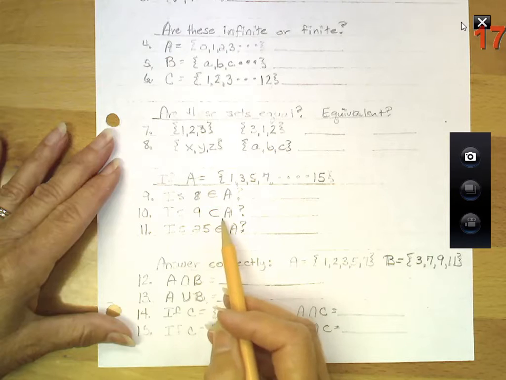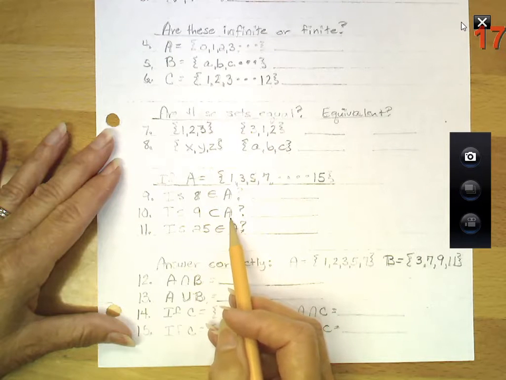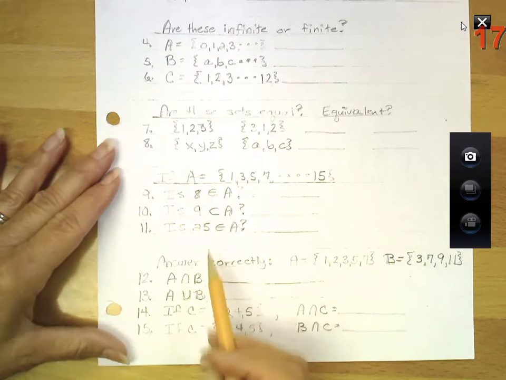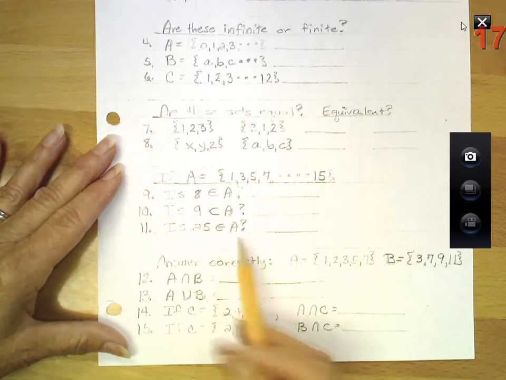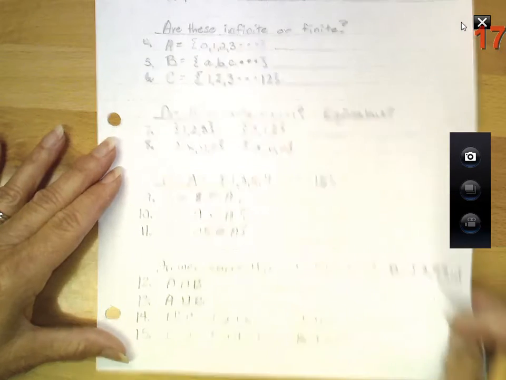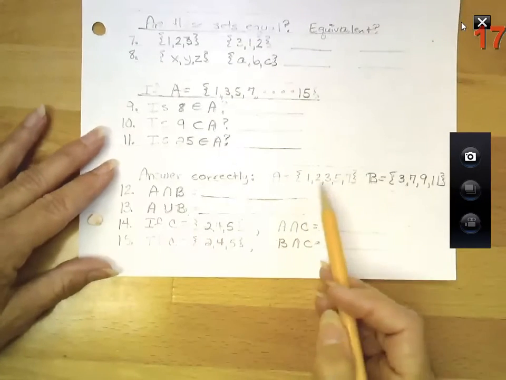No. Is 9 a subset of set A? Yes. Is it an element? Yes. Is 25 an element of set A? No, because it ended in 15. Then here's the subset.